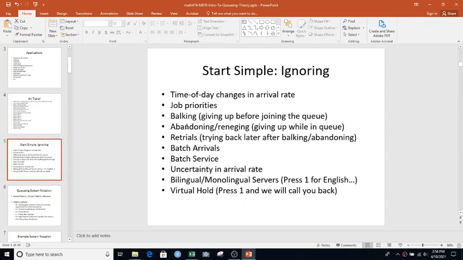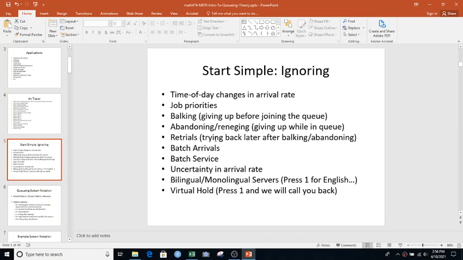Well, time of day changes in arrival rate. It's probably easier to deal with just a single constant arrival rate and then tackle changing by time of day later. Some jobs have higher priorities than others, especially triage in an emergency situation. Some people give up before joining the queue if they see the queue is too long for them, so that's called balking. Some people join the queue but then end up later giving up on it and leaving. That's called abandoning or reneging.